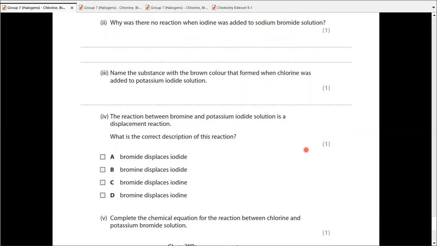Why is there no reaction? Oh yeah, because bromine is more reactive than iodine. Perfect. Three.